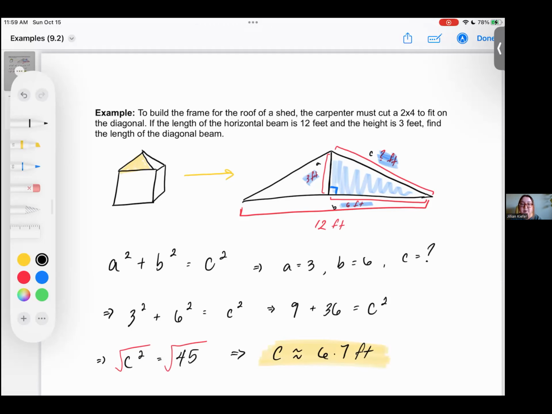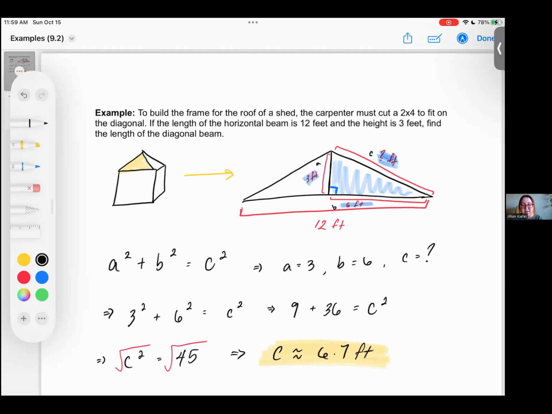So if they're cutting a 2x4, it's not going to fit. They'll need a much longer piece of wood there. You'll need it to be at least 6.7 feet. So really at least 7 probably, to trim it down, maybe 8. But there we go. So the length of the diagonal beam is 6.7 feet.